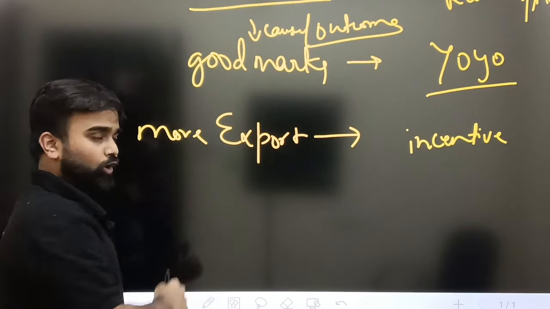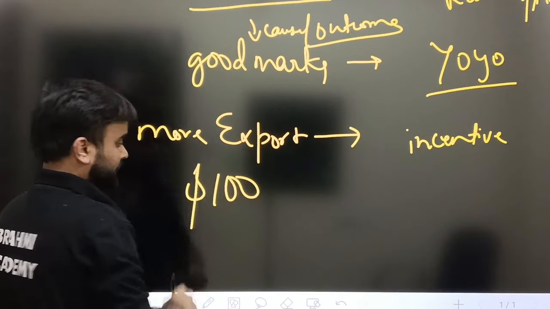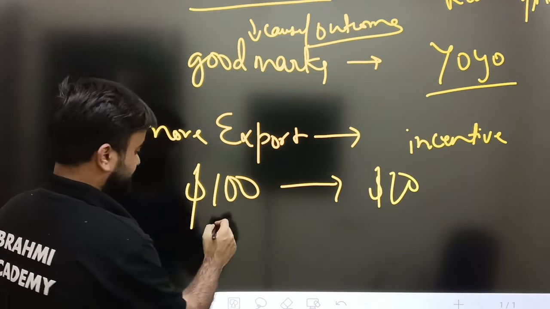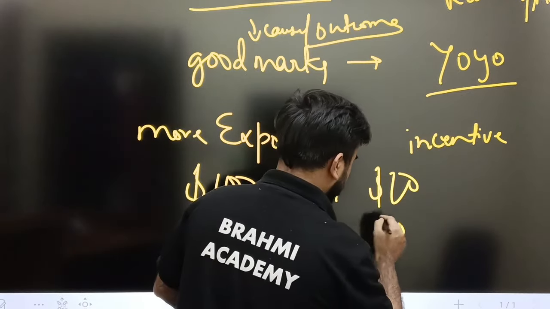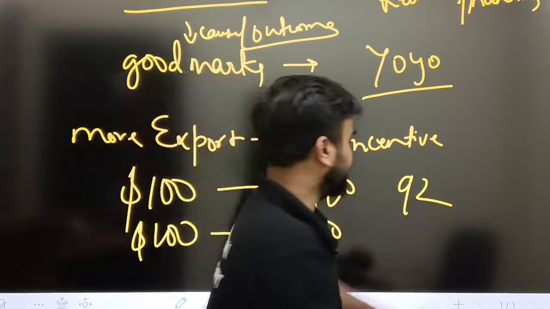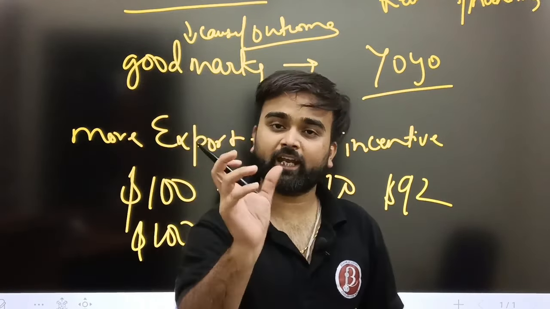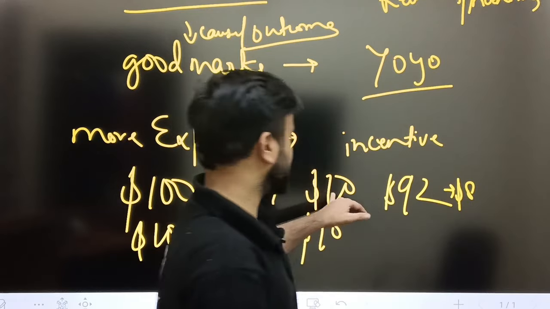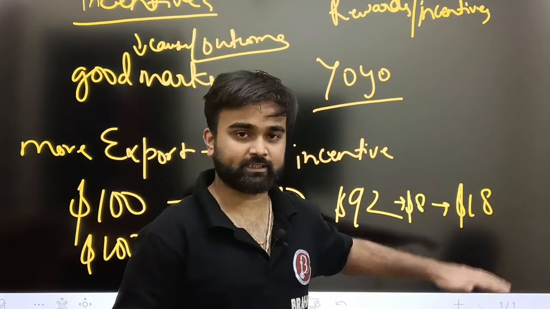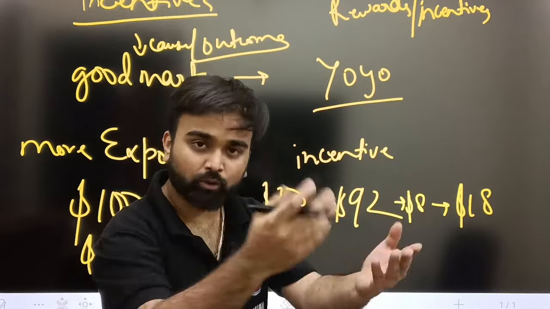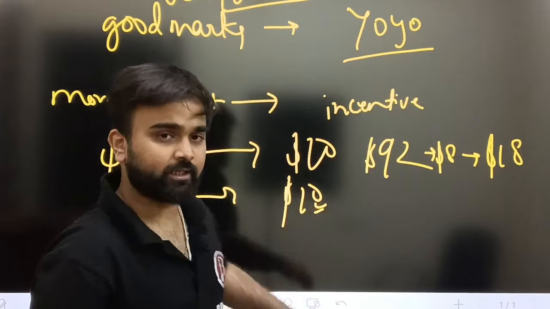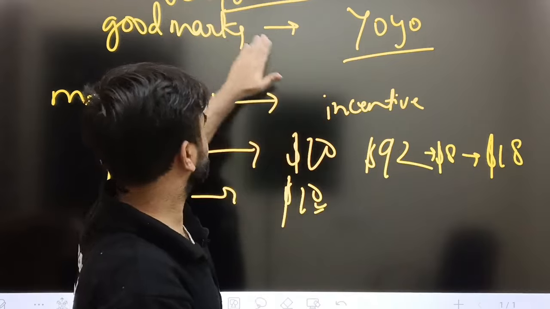Just understand an example. If I want an exporter to export $100 worth, I will give him $10 as incentive. If he does more, that is one more 100 is added by him, I will add one more $10 to his incentives. Now see, if the cost of production for this $100 export is $92, initially he will be making $8 profit. Correct? But if I give him $10 of incentive, he will be making at least $18 of profit. If not $18, he can try to reduce the price and make it more competitive in the market. So more selling would be there. Due to this more selling, more export he will perform, and due to this more export, he will get more incentive also. So here he is getting benefit from exporting more. This is what is known as export incentive scheme.